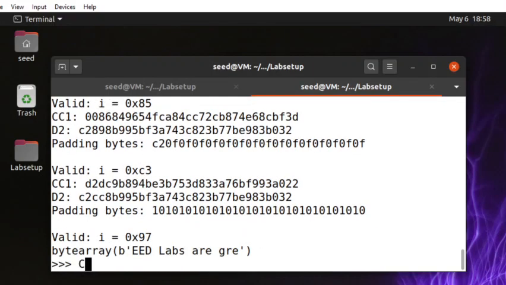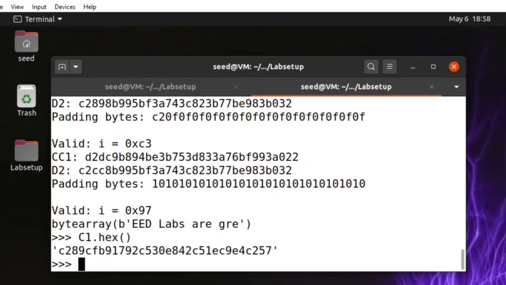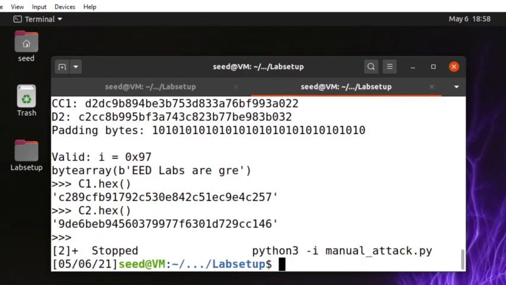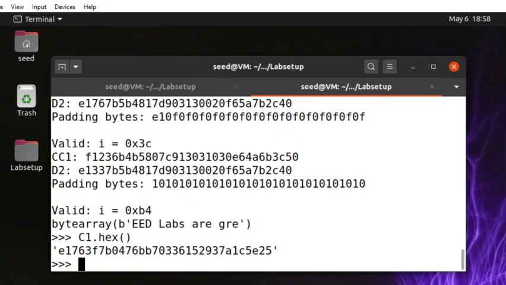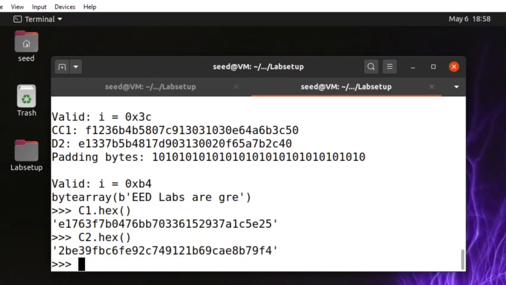Now mind you, your C1 is always going to be different because of that initial vector that comes in each time, and that's your C2. So if I do it again, C1 and C2 is going to be always a different combination, but your message is going to be the same. Why? Because you found that combination of C1 prime that gave you the same padding of 1010101010.